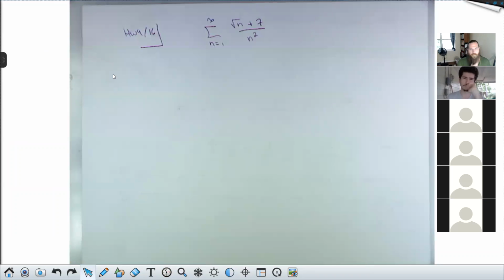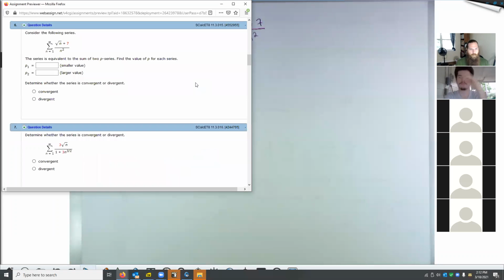Square root of n plus 7 over n squared. And the problem has a few little details to it. They ask us to say that this can be split up into two series, which are p series, and then give the value of p for each one of them, right? So they say the series is equivalent to the sum of two p series. Find the value of p for each of those.